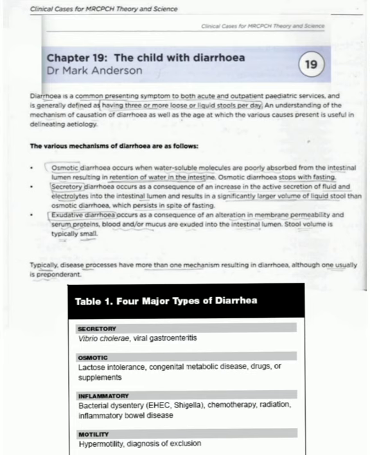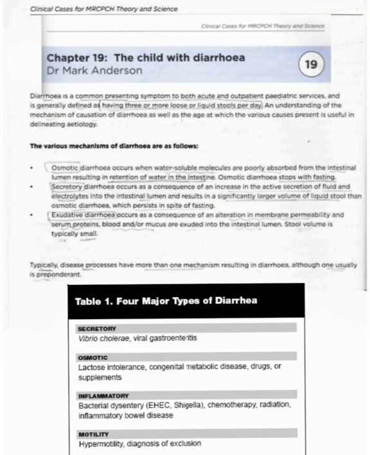So according to stool volume, we can say that secretory diarrhea is first, with the largest volume. Next, second is osmotic diarrhea and third is exudative diarrhea. Examples of inflammatory exudative diarrhea, they are telling, are bacterial dysentery, EHEC, Shigella, chemotherapy, radiation, inflammatory bowel disease. These are examples of exudative diarrhea.